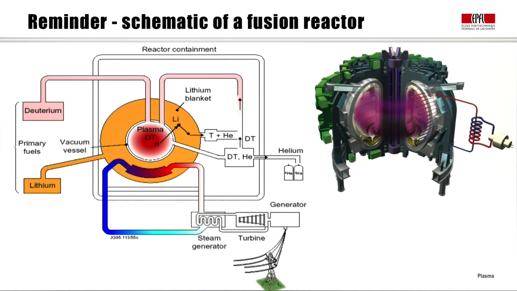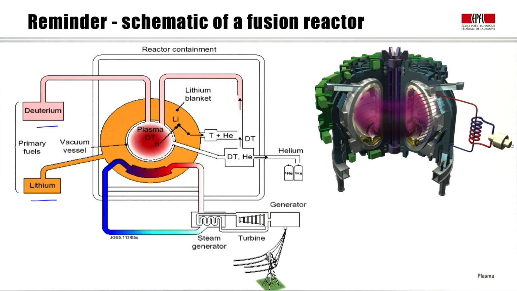I'd like to start the discussion by reminding ourselves what the schematic is of a fusion reactor, at least as we anticipated today. In general, we have fuels that are coming from outside in the form of deuterium and lithium. They'll be injected into the system. The deuterium will be going into the plasma, which will form the core of the reactor. The lithium will be part of what we call the blanket.